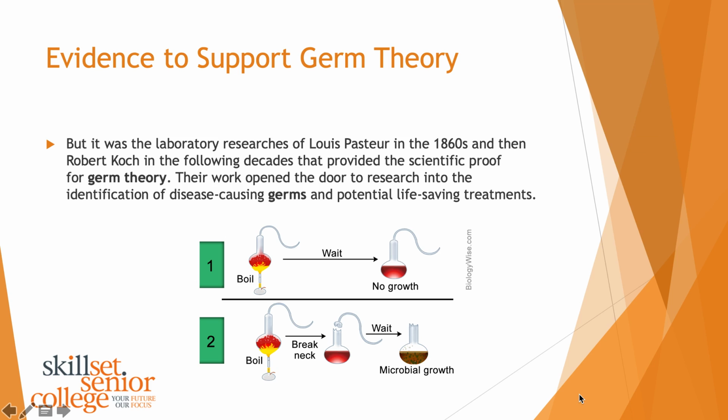So what new evidence came to light? So this is my second slide. Evidence to support germ theory came through a lot of laboratory experiments. So laboratory research by Louis Pasteur in the 1860s and then Robert Koch in the following decades provided the scientific proof for germ theory. Their work opened the door to research into the identification of disease-causing germs and potential life-saving treatments.